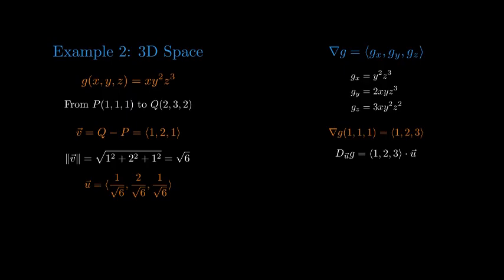Finally, we compute the dot product of the gradient vector 1, 2, 3 with our unit vector, yielding 1 times 1 over the square root of 6 plus 2 times 2 over the square root of 6 plus 3 times 1 over the square root of 6, which equals 8 over the square root of 6. This demonstrates how directional derivatives provide a precise mathematical tool to measure change along any arbitrary path through a multi-dimensional space.